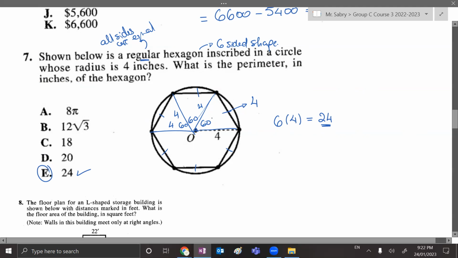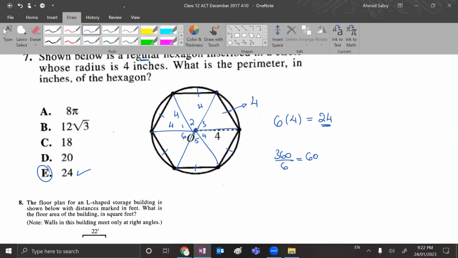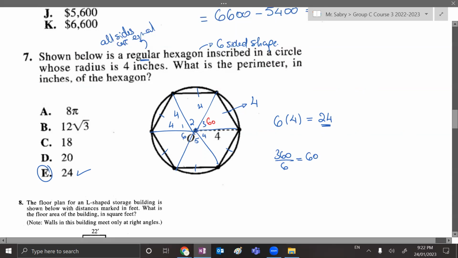How did I know exactly that each one of those angles is 60? It's because if you divide 360 by the number of angles, 1, 2, 3, 4, 5, 6 angles, then 360 divided by 6 would give you 60. And this is how we knew that each angle here is 60. And because these are equal, then these must be equal as well. Then it's also 60. And that's how we figured out every one of those is an equilateral triangle.